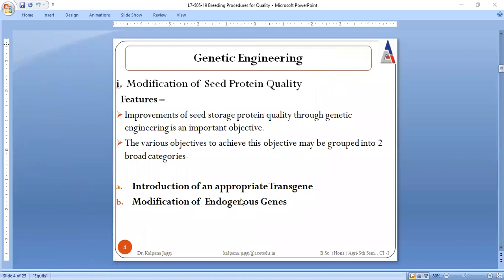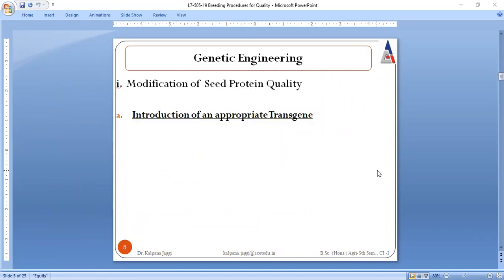Now I will come to the very first category of modification of seed protein quality. That is, this is the one methodology of genetic engineering. And within the genetic engineering of modification of seed protein quality, I'm just going to discuss the very first parameter, that is introduction of an appropriate transgene.